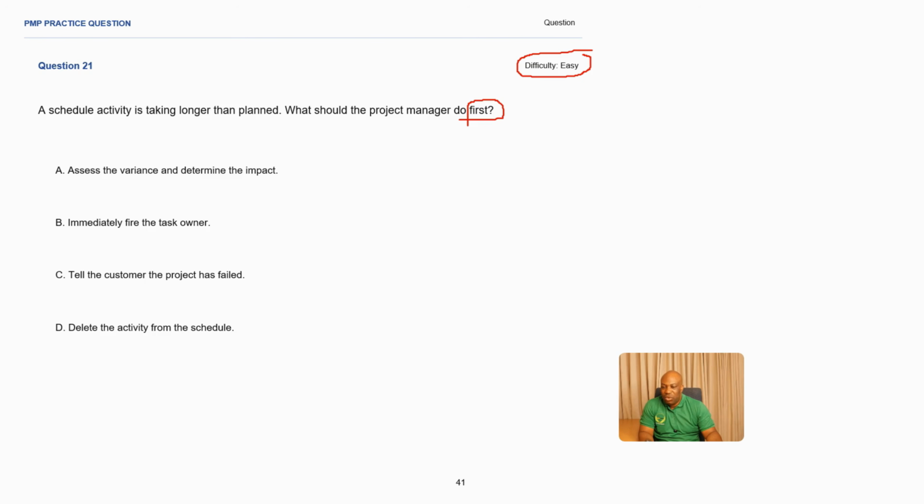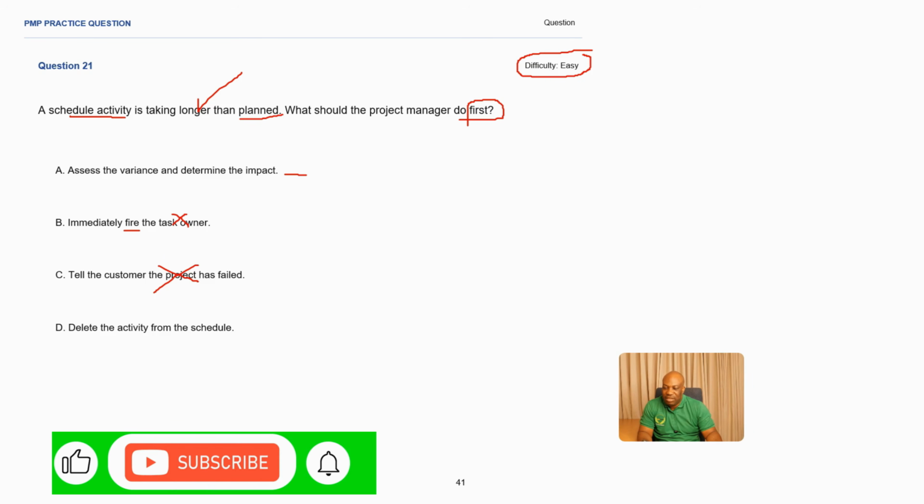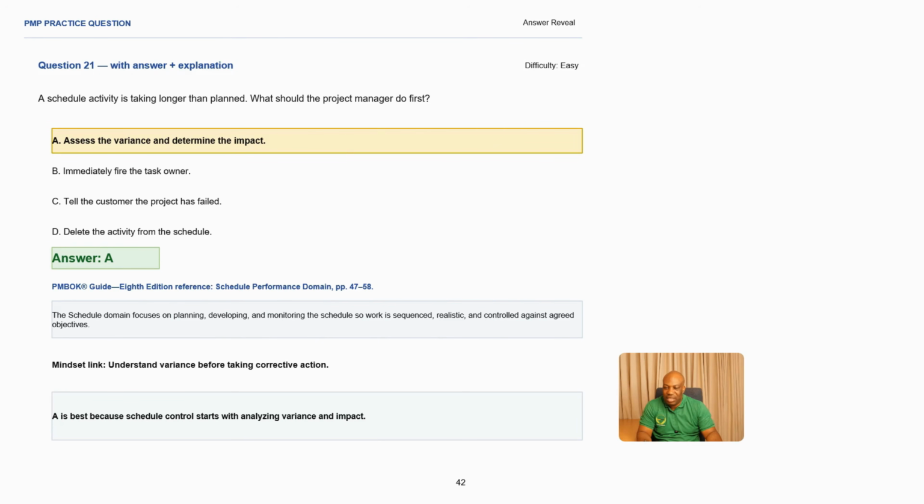Okay. So A is to assess the variance and determine the impact. Okay, makes sense. If you see the word first, assess, review, analyze, you're getting more information before you take action. Immediately fire the task owner. You don't fire people in a project. This is the wrong mindset. So we eliminate this one straight away. Tell the customer the project has failed. You cannot conclude that the project has failed because there is an activity which is taking longer. Remember, a scheduled activity is taking longer than planned. This is the issue. All right? So this cannot resolve the problem. Delete the activity from the schedule. You don't delete activities because they're taking long, thereby making A the best answer in this scenario.